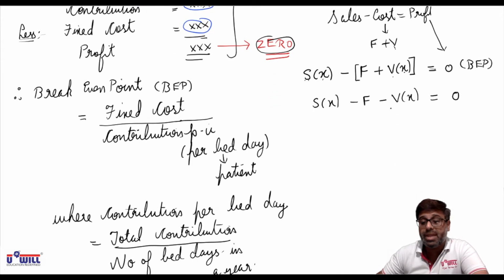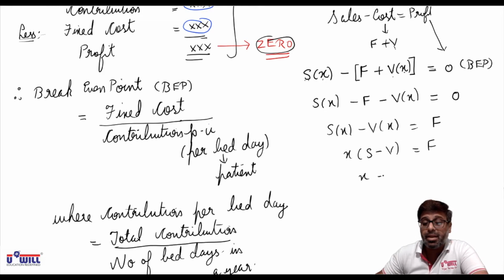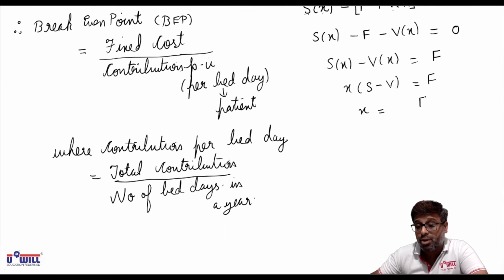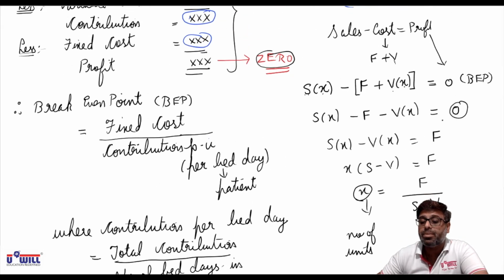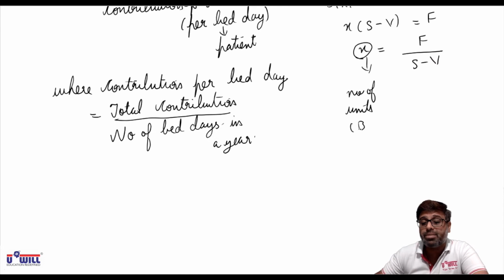Now if you take the X values together and bring F to the other side, then minus F would become plus F on the other side. If you take X common, then S minus V will be equal to F. If you take S minus V to the other side, then it gets divided. So what is this X? It is the number of units at which the profit is 0, which means you can say the break-even point.